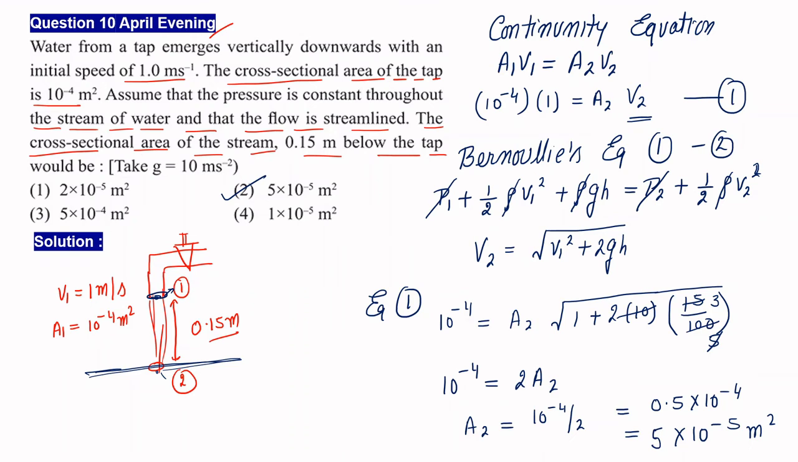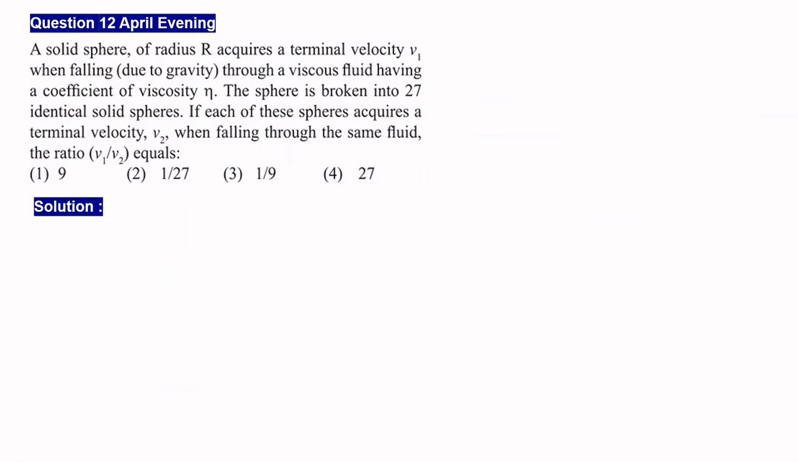Okay, next question. In this question it is written: a solid sphere of radius r acquires a terminal velocity. Terminal velocity is nothing but a constant velocity when falling due to gravity through a viscous fluid having a coefficient of viscosity eta.